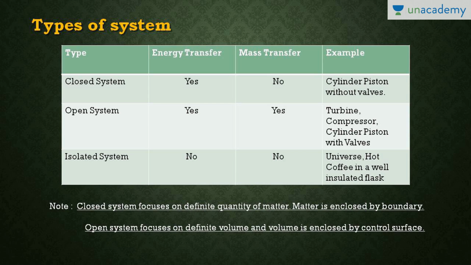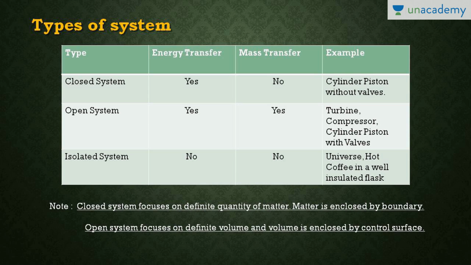Example of closed system, simple: cylinder piston without valves. I'll be explaining this example in my next slide. In open system, keep in mind the examples of open system, because in numericals you have to focus on whether a system is a closed system or an open system. The formula for an open system and the formula for a closed system are totally different. For example, turbine is an open system, compressor is an open system, cylinder piston with valves is an open system.